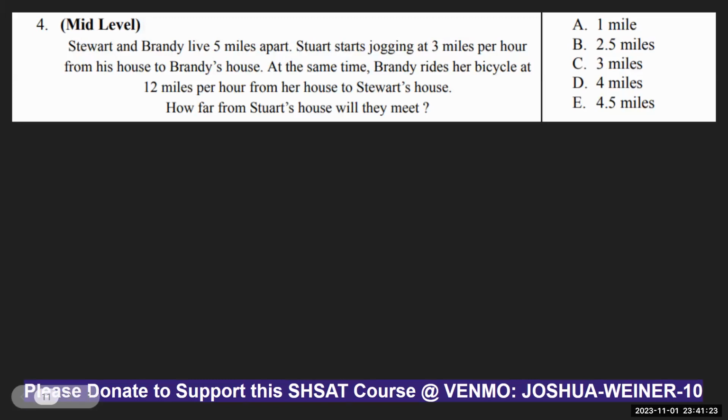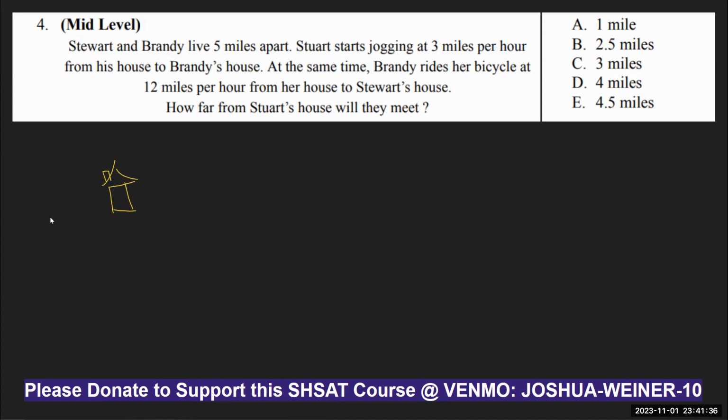Question 4. Stuart and Brandy live 5 miles apart. Stuart starts jogging at 3 miles per hour from his house to Brandy's house. Okay, so try and sketch this really fast. Here's our friend Stuart, and he's going to run on this marathon week here in New York. He's going to jog down from his home at 3 miles an hour.